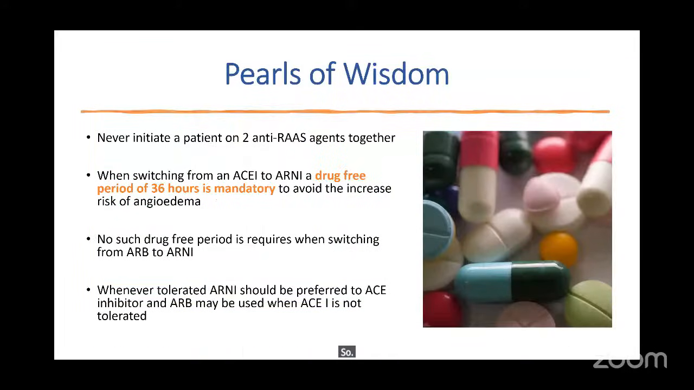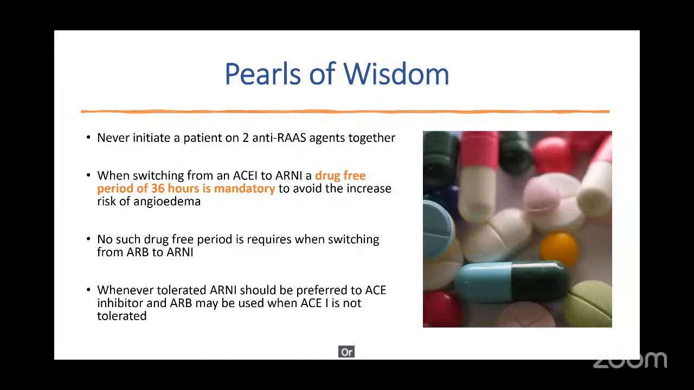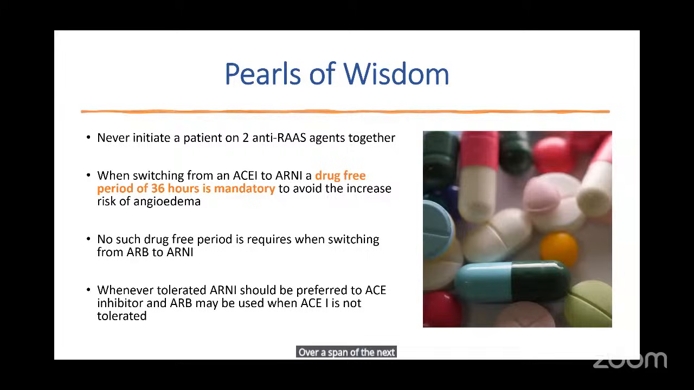So, what are the pearls of wisdom? Start with all four drugs. Start at low doses. Start at doses which prevent or forbid decompensation. So our aim is to start with all four pillars at very low doses, up titrate very slowly, up titrate them every 2 weekly. Over a span of the next 6 weeks, we want to reach the maximum tolerated therapies.